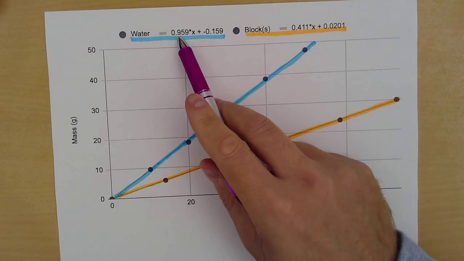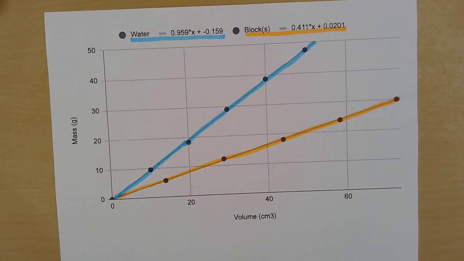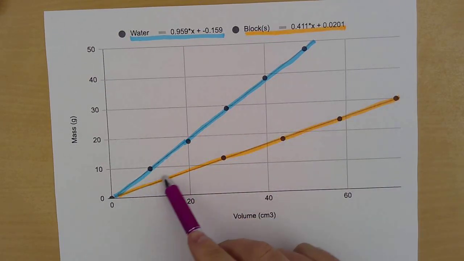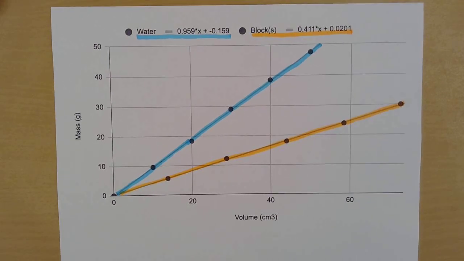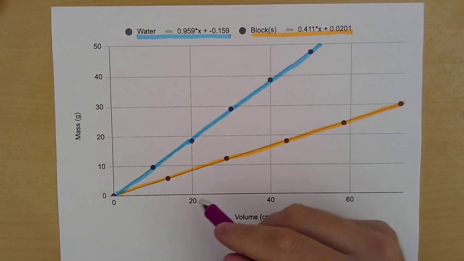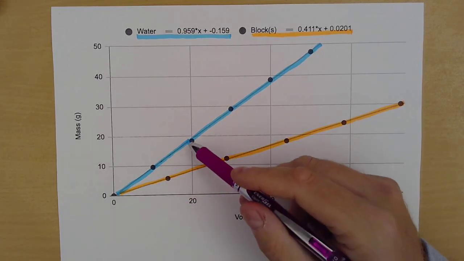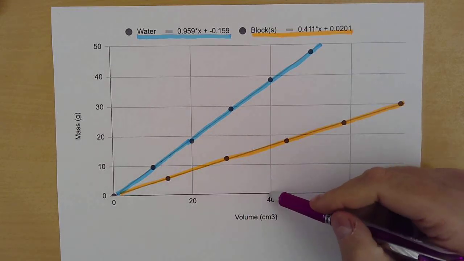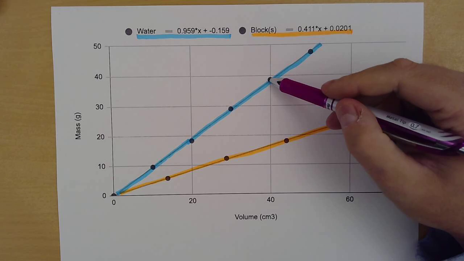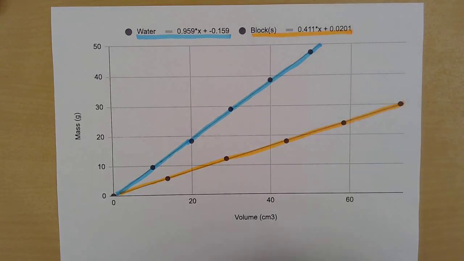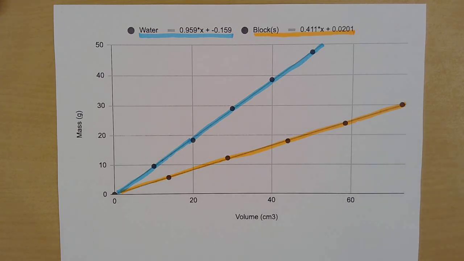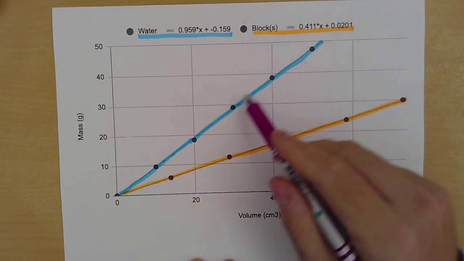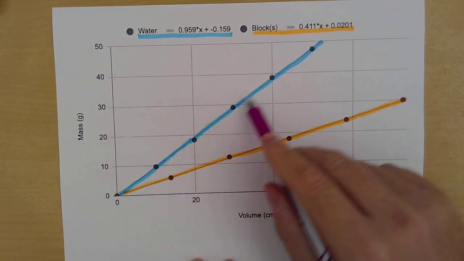So these obviously give us our line equations if we graph it and then label our line. And then we also get to see them compared together. So what can you start to see about these two things? Well, at 20 milliliters, I have a lot more mass of water than I do wood. At 40 milliliters, I have a lot more mass in water than I do with the wood, and so forth, because those lines are just going to continue to diverge. They're going to continue to move away from each other because this one has a much steeper slope. They're both positive, but this one has a steeper slope.